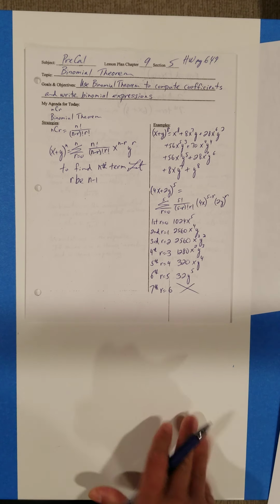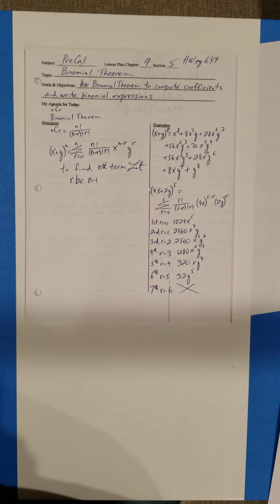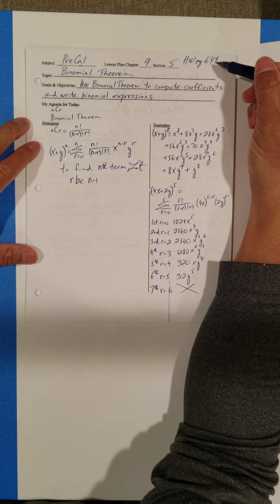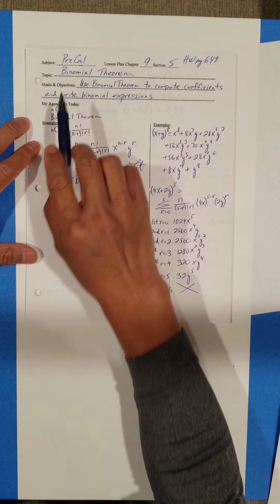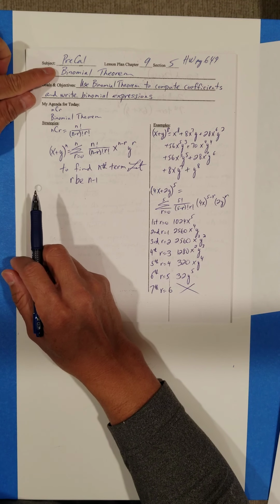Okay, guys, so here we go. Pre-calculus, chapter 9, section 5. Homework is going to be on 649. And in this lesson, we're going to talk about what's called the binomial theorem.